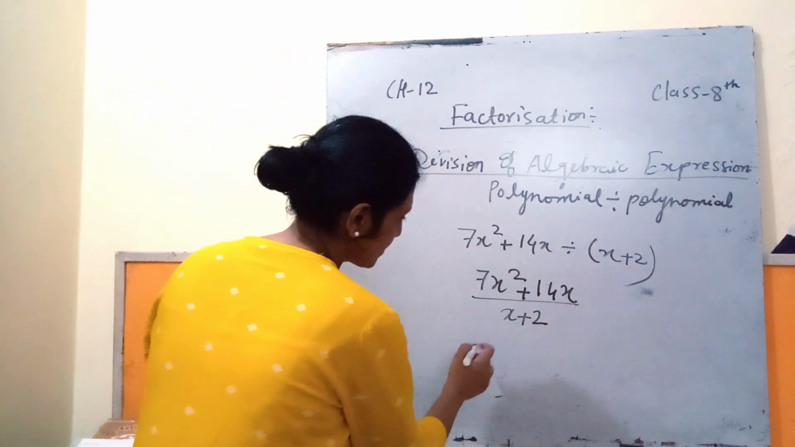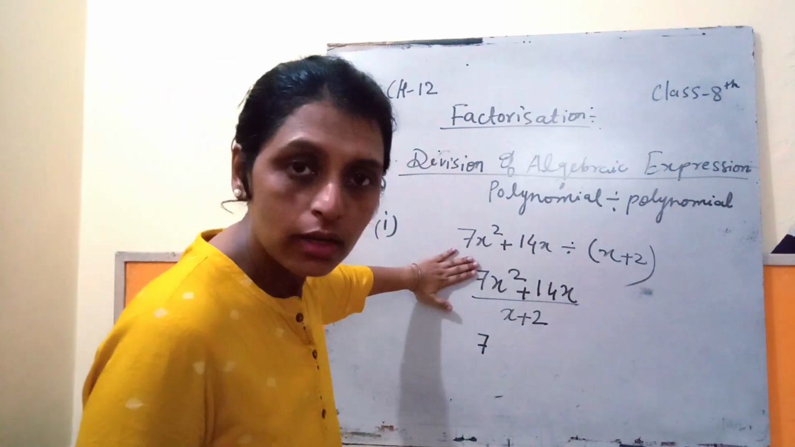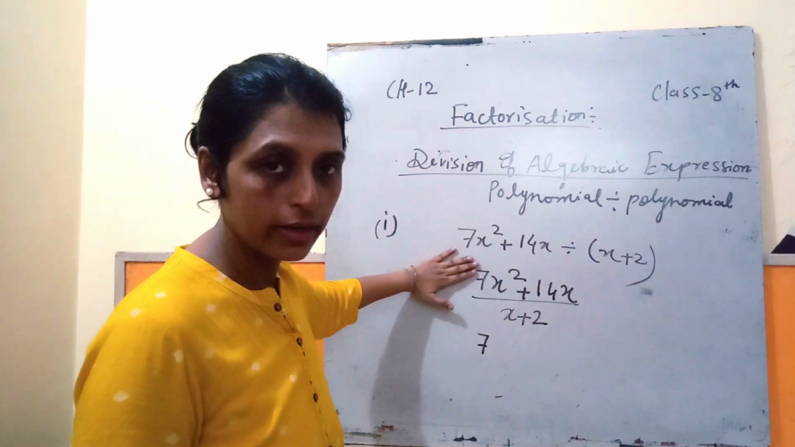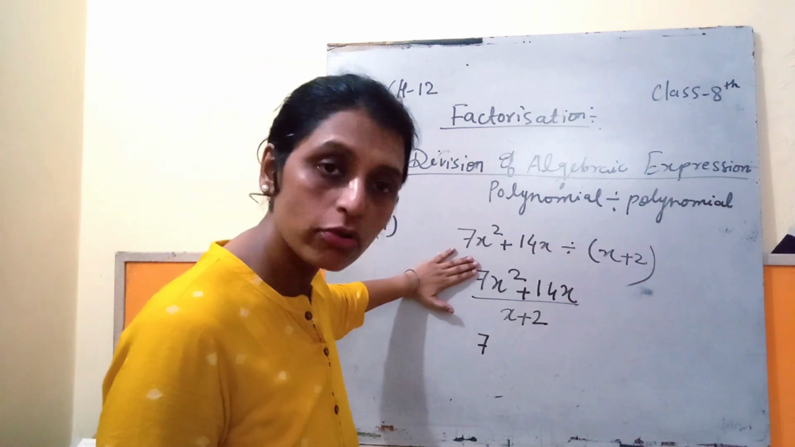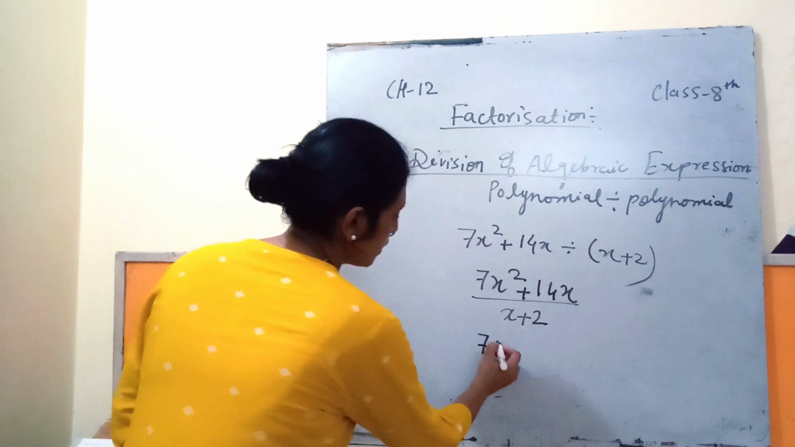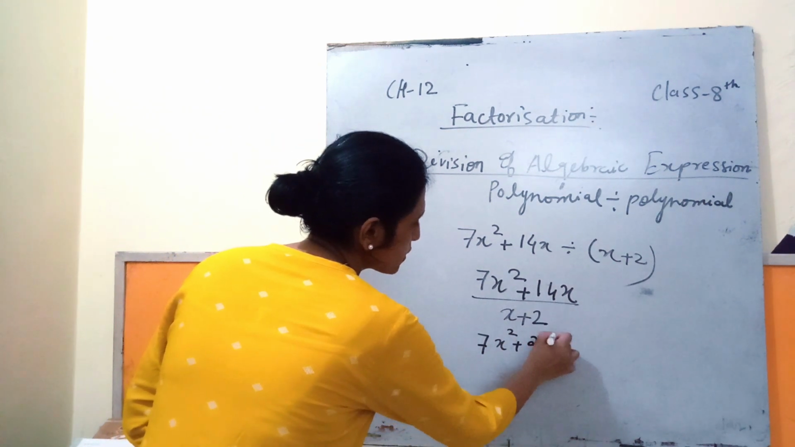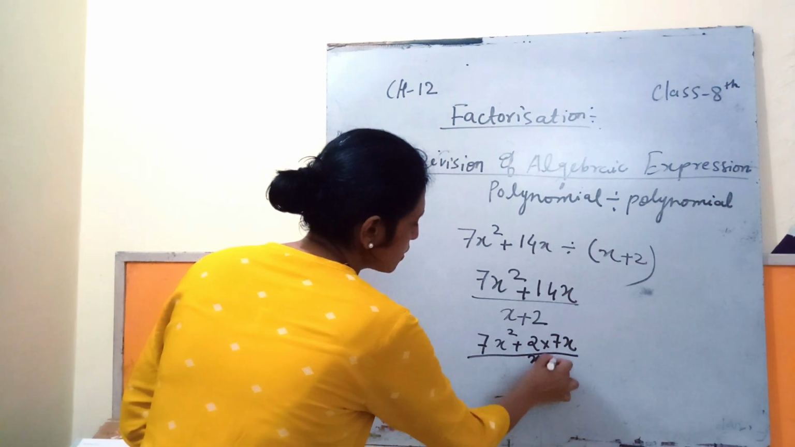It's so simple. See, first we will factorize the dividend. डिविडेंड मतलब जिसको हमको डिवाइड करना है. ओके, अगर हम इसको फैक्टराइज कर सकते हैं तो पहले हमको इसको फैक्टराइज करना है. कैसे करेंगे? Let's see. 7x square plus 14x can be written as 7x into x plus 2 upon x plus 2.